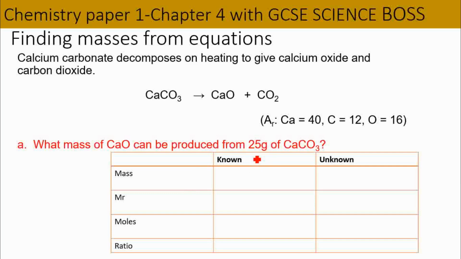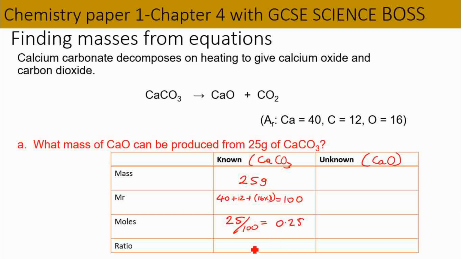So what is my known? I know the mass of calcium carbonate, and I'm trying to find the mass of calcium oxide. Okay, good. So what is my mass? 25 grams. What is my MR? So remember, we're going to get our MR from the periodic table. So it's going to be 40 plus 12 plus 16 times 3. And if you do that correctly, you're going to get 100. Okay. Then how do we work out moles? It is mass 25 divided by MR, which is what we just worked out, 100. That gives you 0.25.